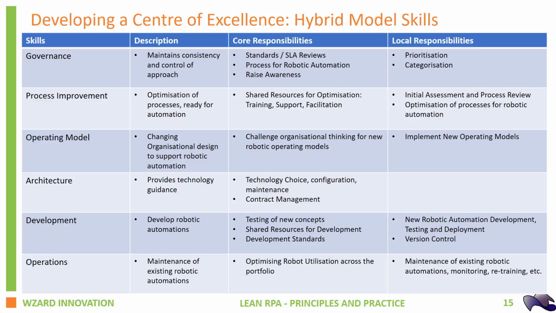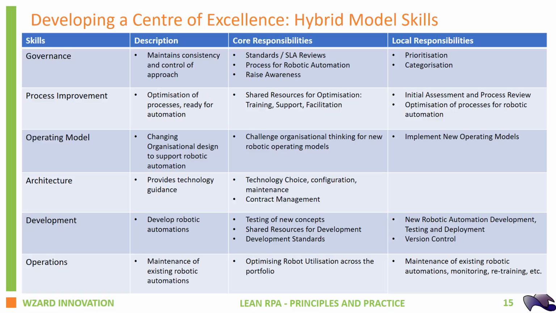The next skill is operating model, changing the organizational design to support robotic automation. This is where the Hoshin Kanri can also fit in, because actually at the operating model level, the central function is there to challenge organizational thinking and build new robotic operating models. But it's going to be local responsibility with the operational requirement to implement those new operating models. Architecture is a key central skill, and providing the technology guidance not only for the new process automation technologies, but for the underlying applications.